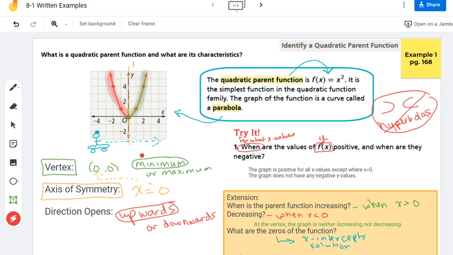So the number of zeros tends to be kind of a big deal for people. We'll get into that a lot more in, I want to say it's like 8.3. Okay? But just remember that it's the solution or the x-intercept. So there we have it, guys. That is how to identify a parent function and a whole heck of a lot of vocabulary about it. Until next time.